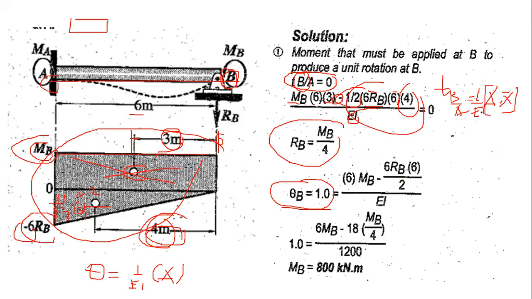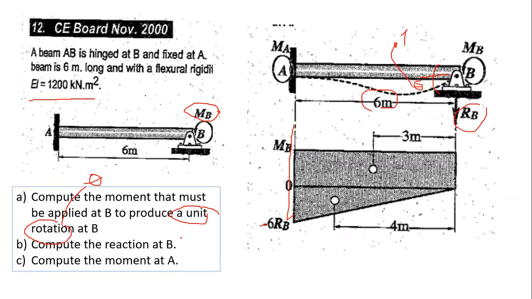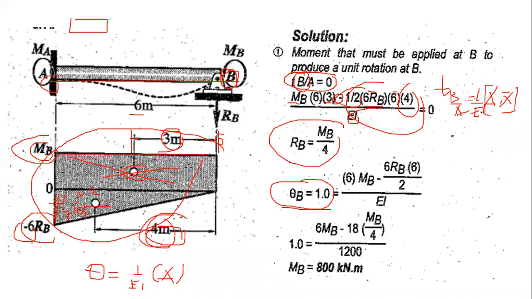Rotation at B, yun ang sinasabi ng problem na unit rotation or equal to 1. Okay? So this is equal to 1. The area of this one is 6, rectangle is 6, and then MB. And then the triangle is just 1/2 of 6 RB times 6. Now, what is this? If you can observe here, MB, RB 2 unknowns. But here we have RB is equal to MB over 4. So we can substitute this one for RB. So the value of RB is MB over 4. So we can compute therefore MB. MB is 800.